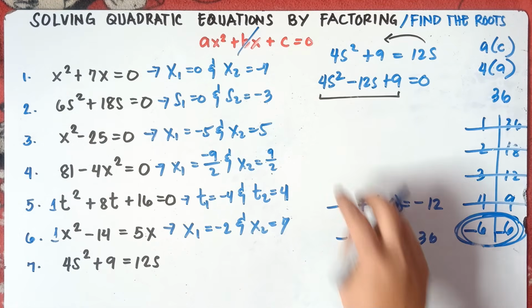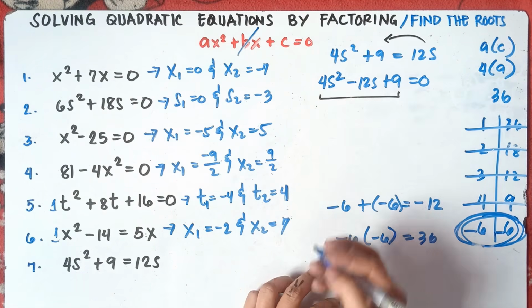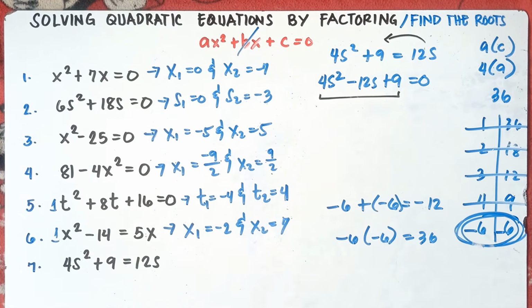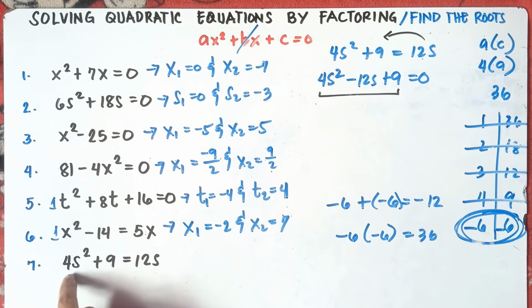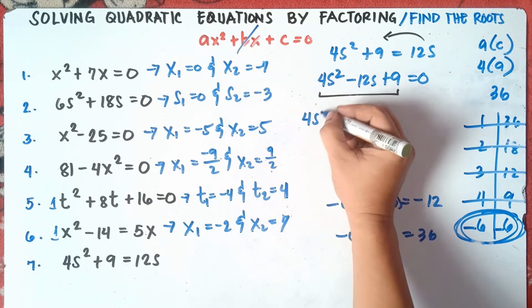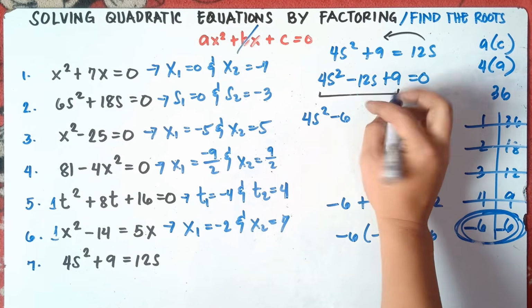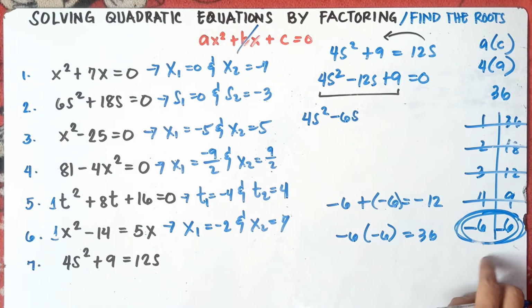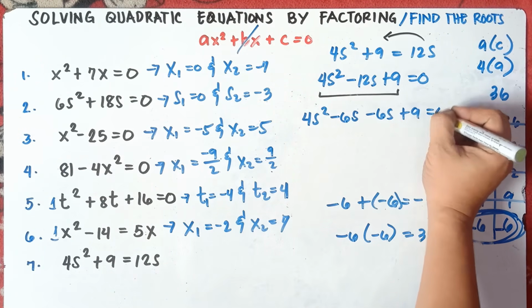So the thing that you will do, you will write it this way. Copy first the first term. Once again, class, this will be more tricky, since the number before x squared is greater than 1. So copy the first term, 4s squared, and then copy the factor: negative 6s, then the other one, negative 6s, then plus 9 equals 0.